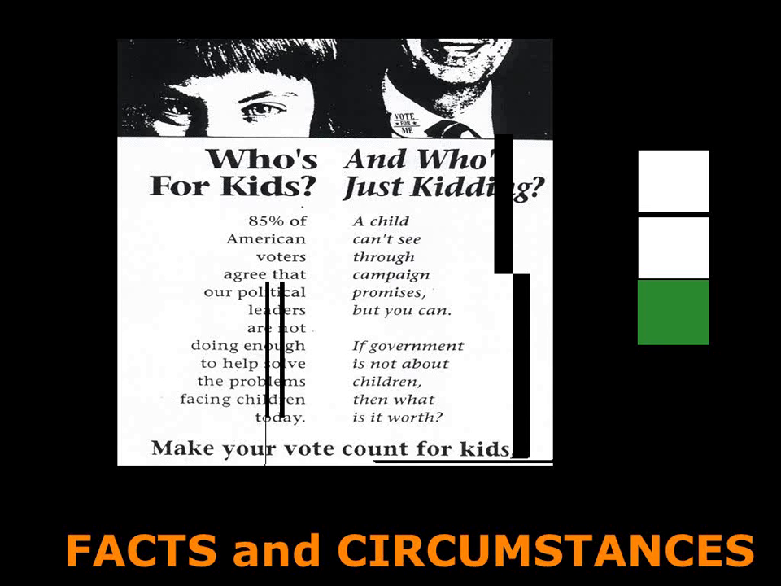Now, let's say that instead of the organization just running this ad whenever, we run this advertisement about a month out from an election. Let's say there are two candidates in a presidential election, and one candidate is saying, who's for kids and who's just kidding? This candidate's whole platform is built around kids. The kids are our future, is what he says. We have to fight for children. I want more playgrounds and after-school programs and better education because kids are our future.